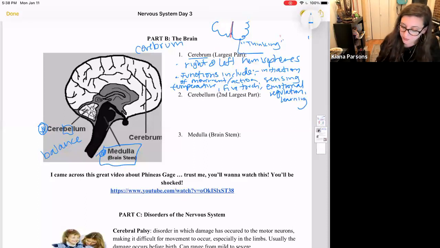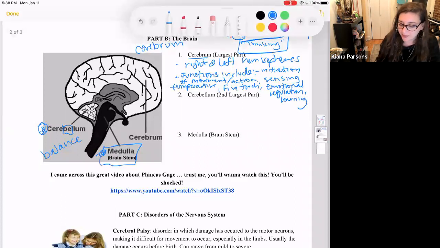So again, the short way to think about this part of the brain, it is the thinking part of the brain. Now to the cerebellum. And I already told you guys, I like to think about this as the balance center. And it does other things, but that is what the cerebellum is.